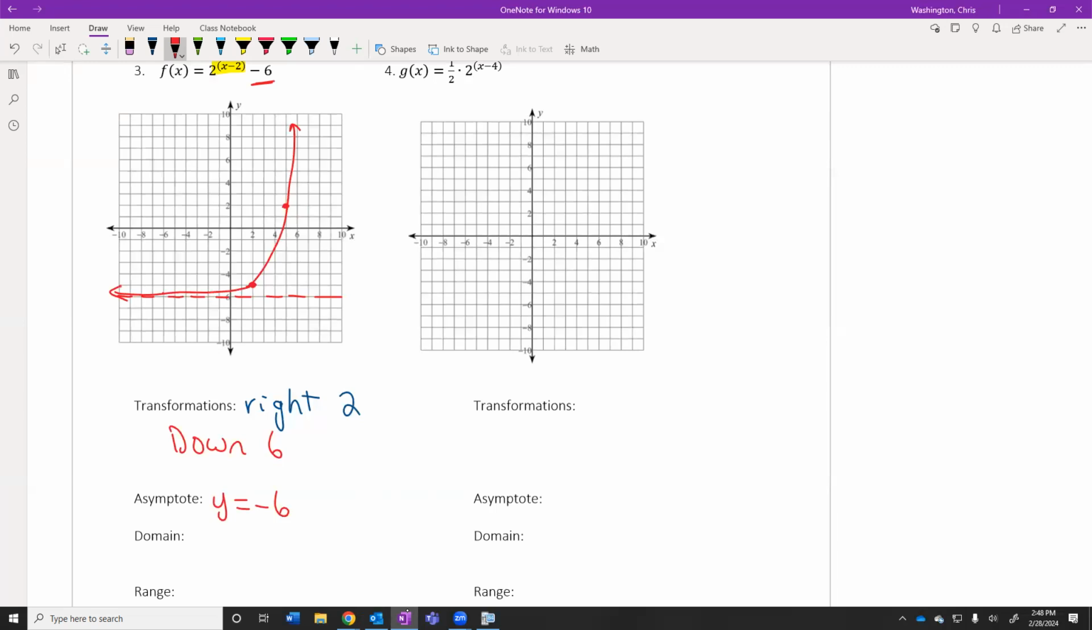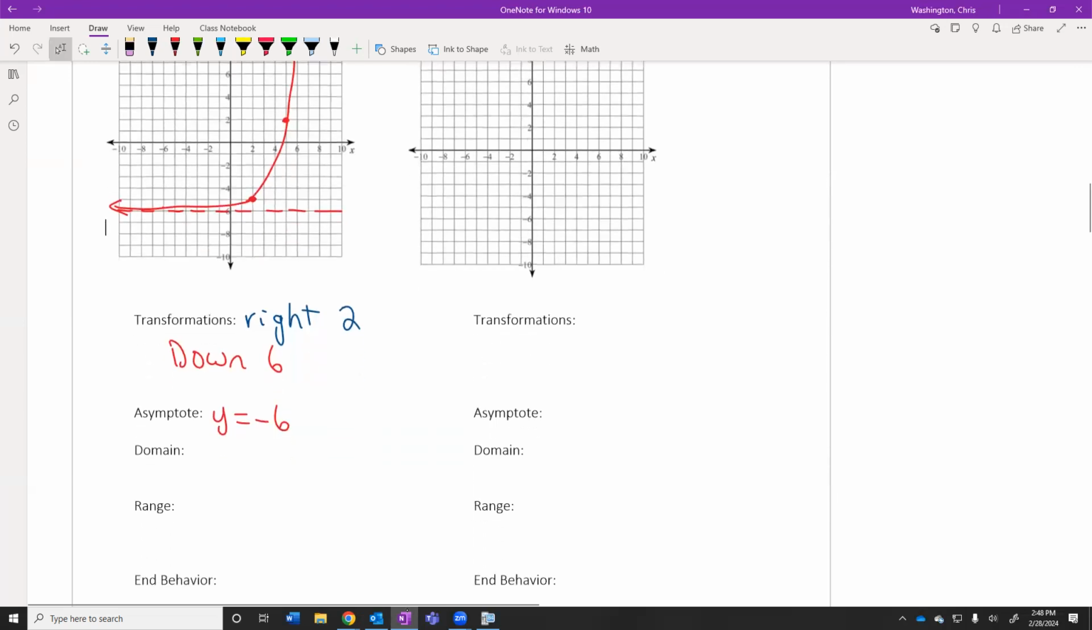All right, what about the domain? The domain for any exponential, there's no breaks in the graph. It goes left forever. It goes right forever. We will never, ever, ever get a domain error if we plug numbers in for the variable in this case. Never. The range. That asymptote, we talked about that -6 earlier.